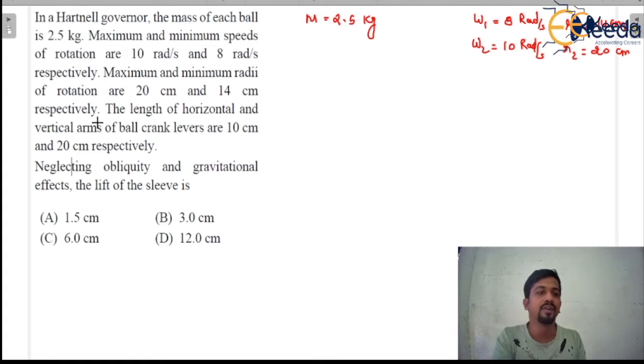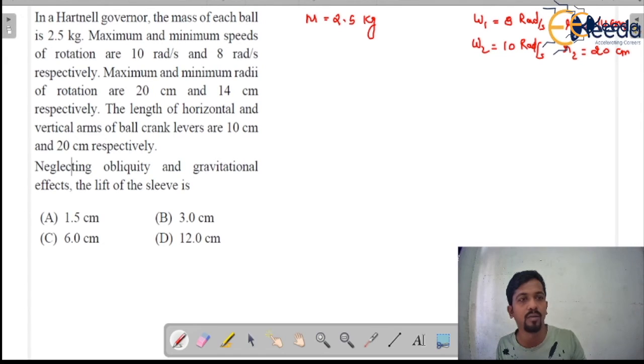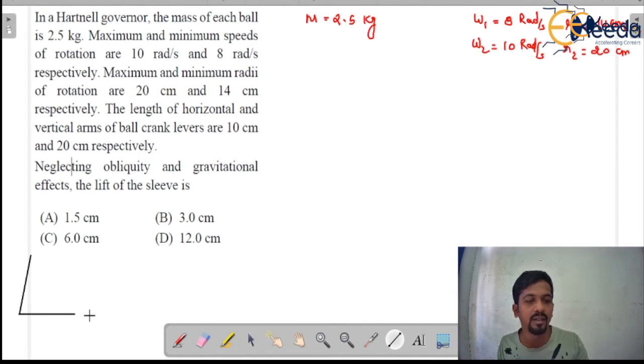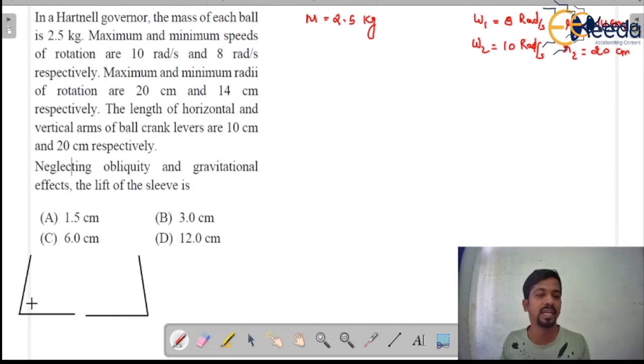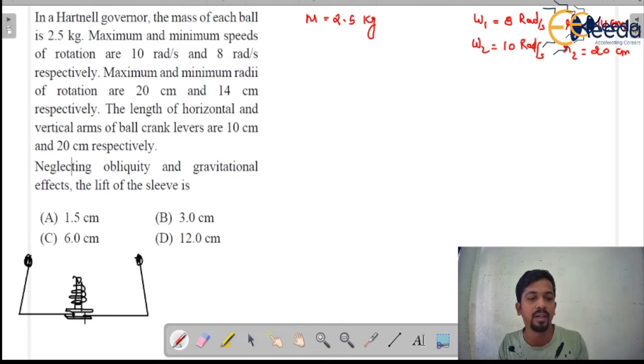The lengths of the horizontal and the vertical arms of the bell crank lever are 10 centimeter and 20 centimeter. Every time we have seen equal lengths given in the question, but this time the length is different. So this is the sleeve, and there is a spring which is attached here and always in compression. Here this is the ball arm and this is the sleeve arm. The ball arm length is given. Vertical means ball arm. This is 10 centimeter.